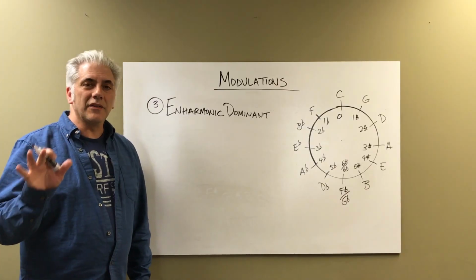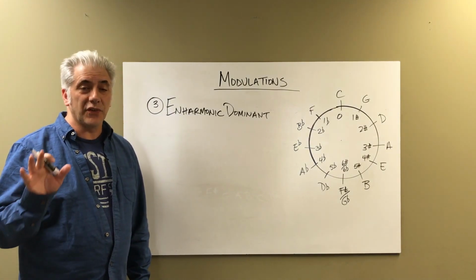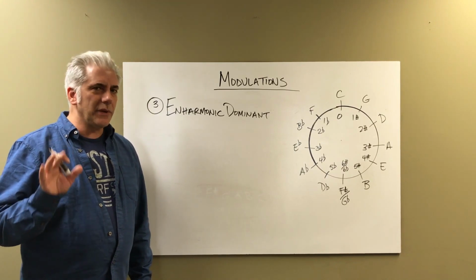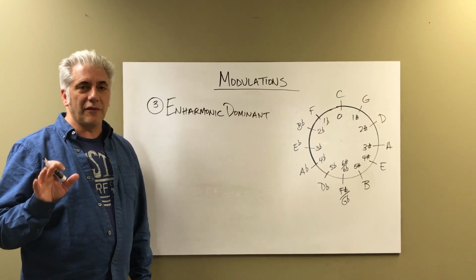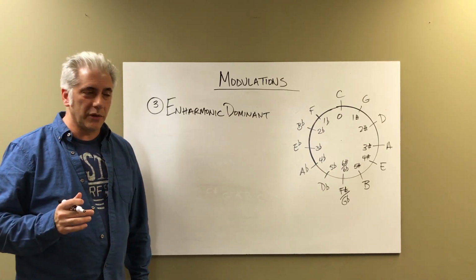Okay, the enharmonic dominant modulation requires you to know what an augmented 6th chord is, like a German augmented 6th. Because what we're doing essentially is respelling the augmented 6th chord as a dominant 7th chord and using that as a 5 chord to cadence to a 1 chord.